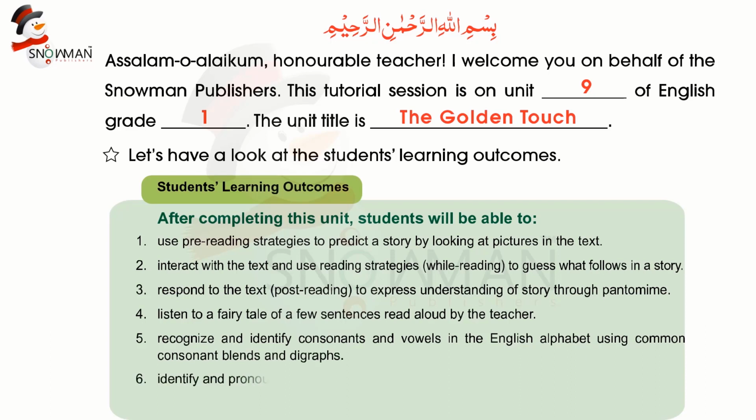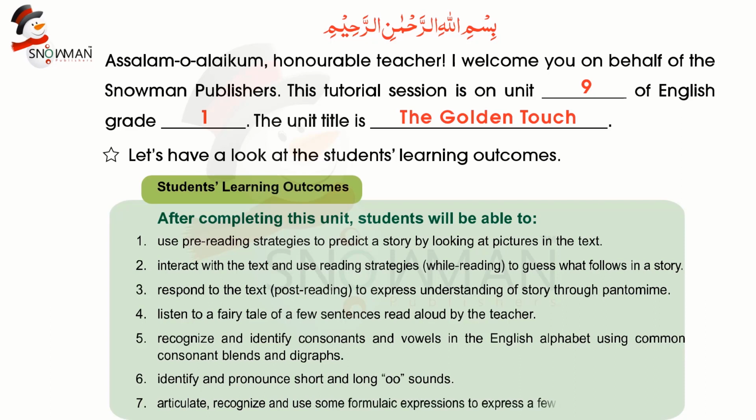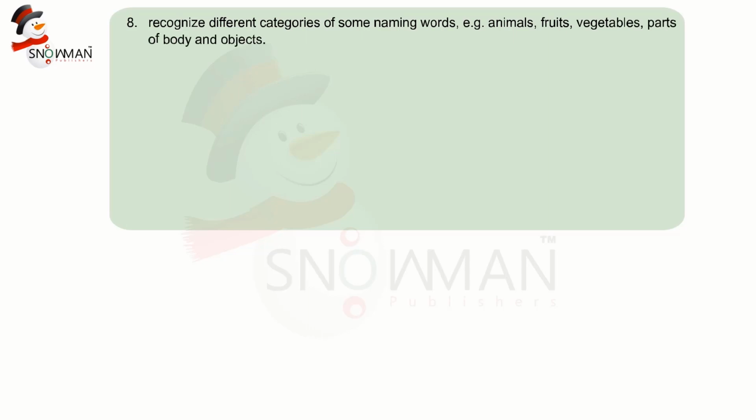Identify and pronounce short and long oo sounds, double O, oo sounds. Articulate, recognize, and use some formulaic expressions to express a few basic social courtesies. Recognize different categories of some naming words, for example, animals, fruits, vegetables, parts of body, and objects.